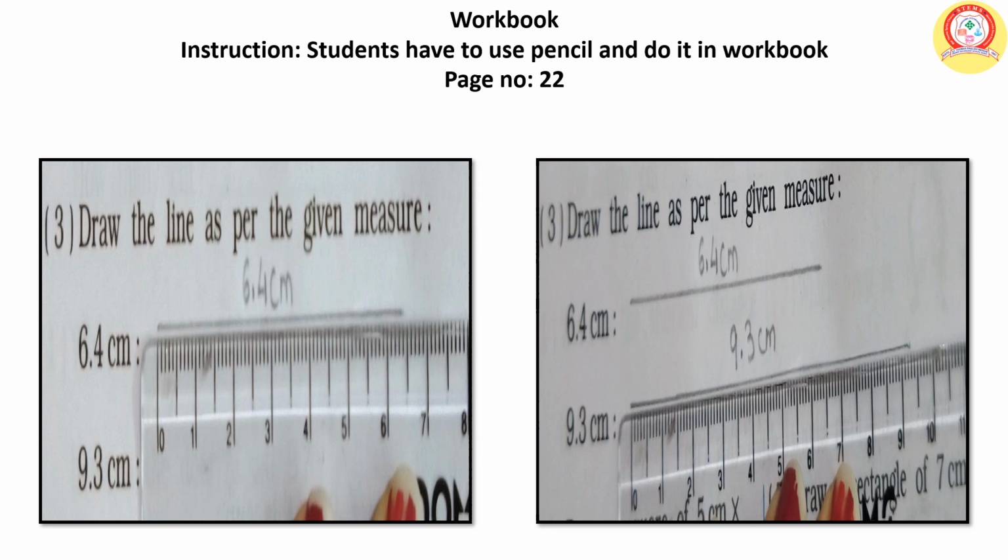Book page number 22, question number 6, third question. Students have to use pencil. Draw the line as per the given figure. So children, take a ruler and measure the length of the line. It must be around 6.4 centimeter. Okay, children. Now let's move to the next one, which is 9.3 centimeter. So again, children, you have to take a ruler and measure the length of the line. It will be 9.3 centimeter. Okay, children.